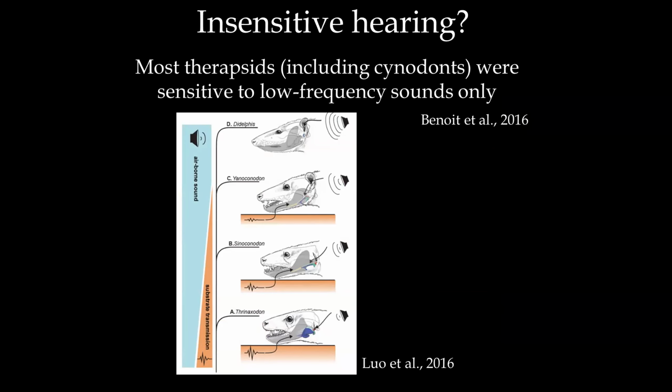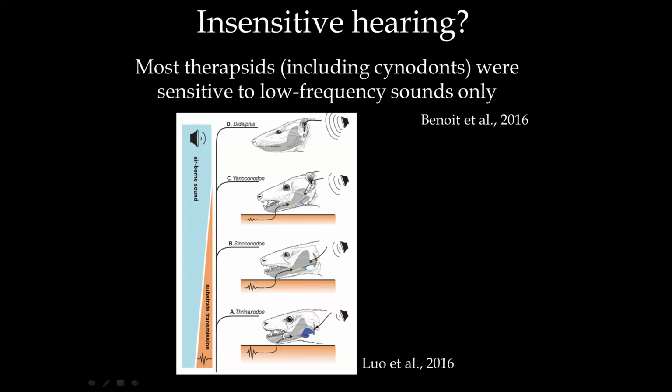Now, insensitive hearing. So hearing in therapsids, at least as far as we can reconstruct, was limited to low frequency sounds in cynodonts. And this is probably because they had a sense of hearing that was basically reptilian, which is they were sprawling animals, so their head was very close to the ground, so they could listen for the vibrations of the ground, which are low frequencies. So that's what is illustrated here.